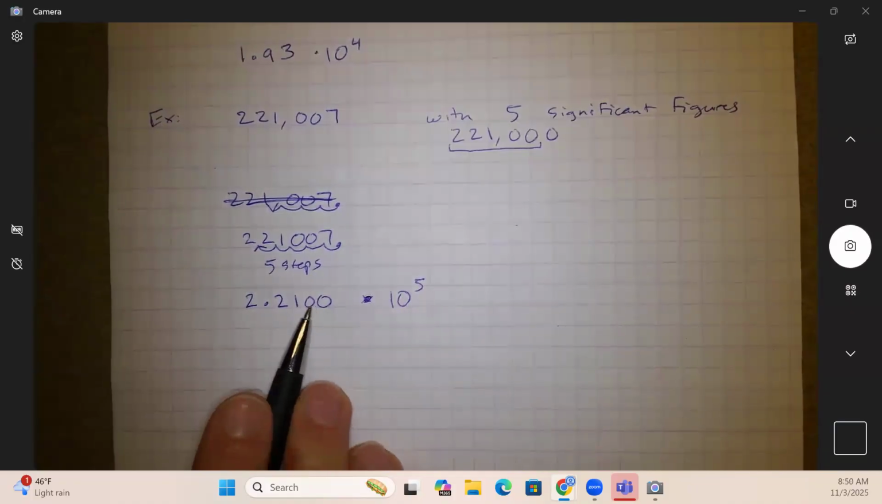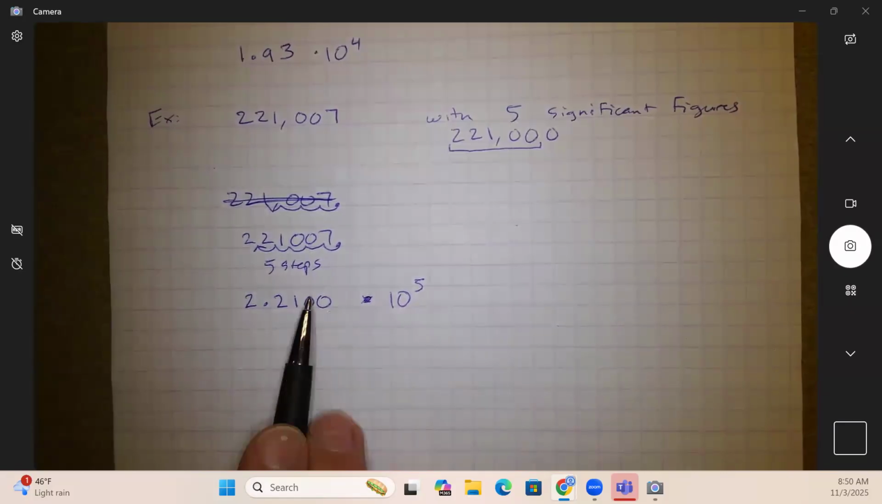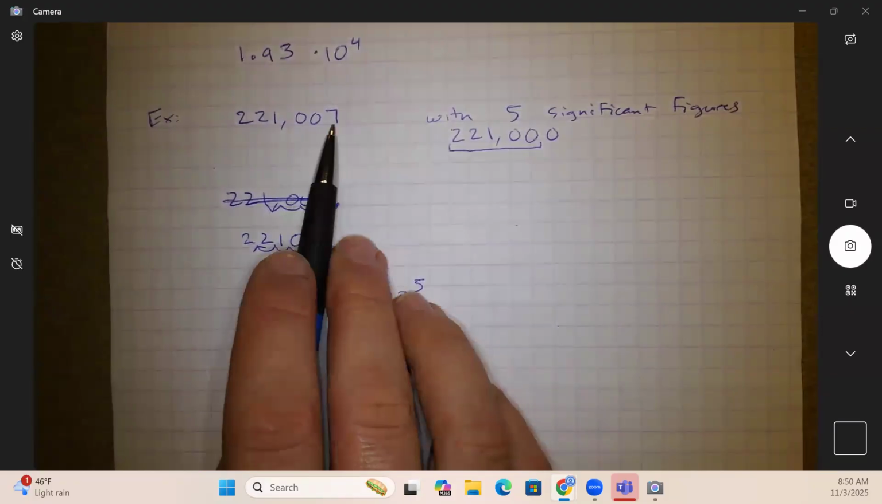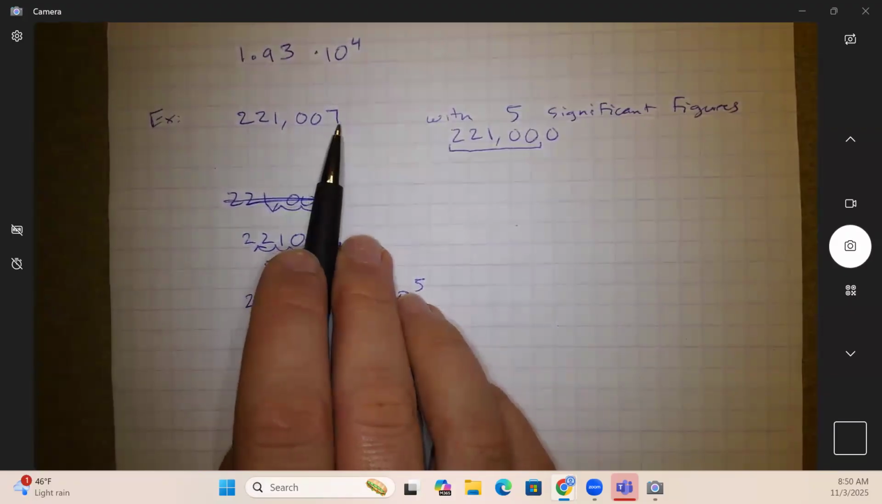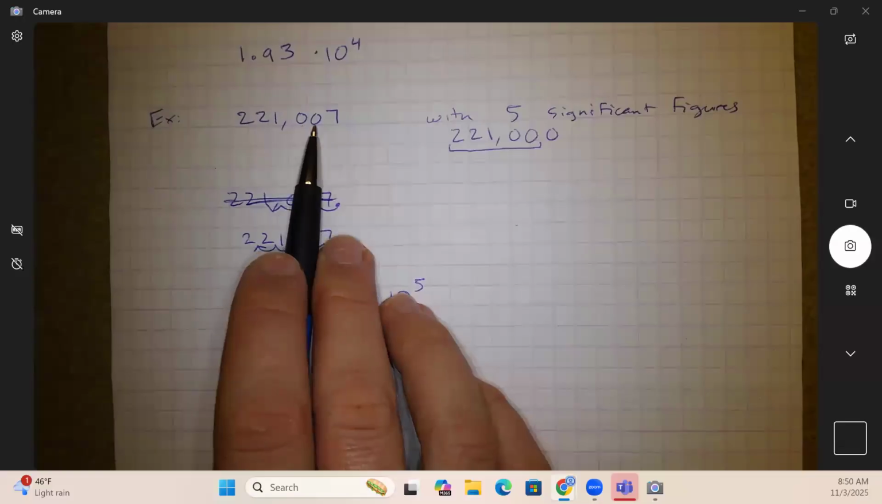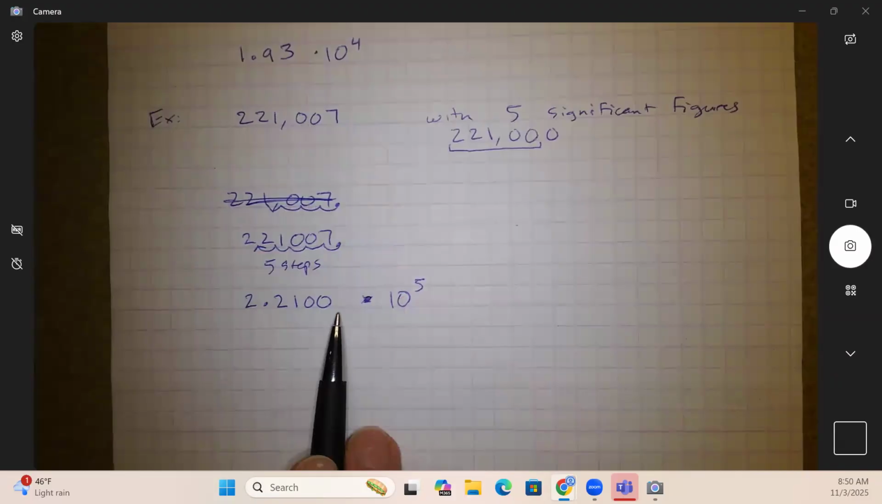I need those zeros because that's precision. And that's the difference between declaring Caputo the winner and saying it's a tie, is having those extra little pieces of information. I know that I've measured precisely enough that the only thing that could be wrong is the 7. The 0 in the hundreds and the 0 in the 10 are correct. The only thing that could be wrong is a 7, so I drop that.